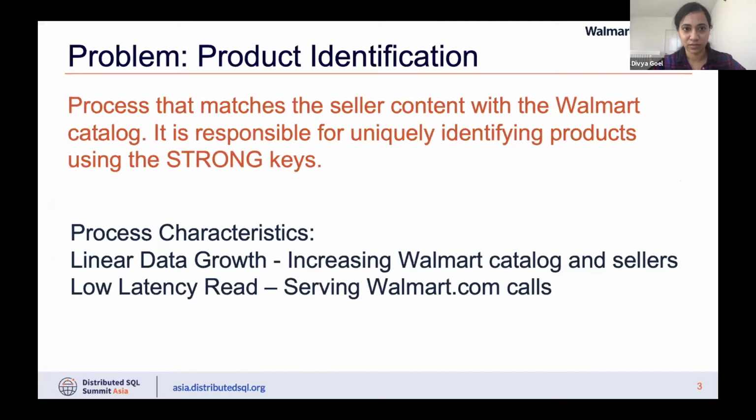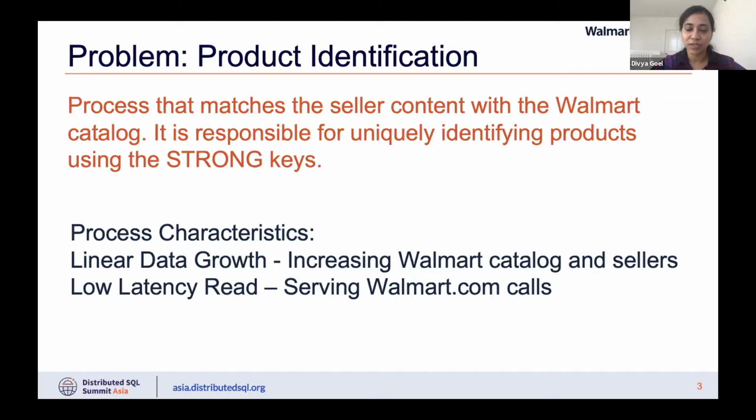Product identification. In the product setup journey, we have various microservices that are responsible to enrich the product, like content related or image related. Product identification is also part of the product setup. Product identification specifically is responsible for uniquely identifying the products using strong keys, like GTIN, ISN. So when a seller submits the content, we don't have a duplicate product, but we are able to identify the same product.